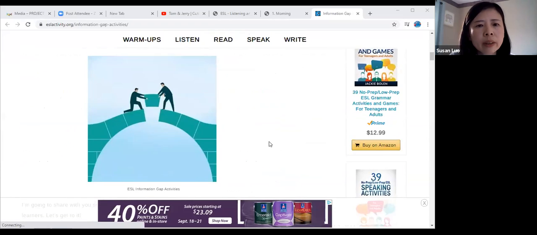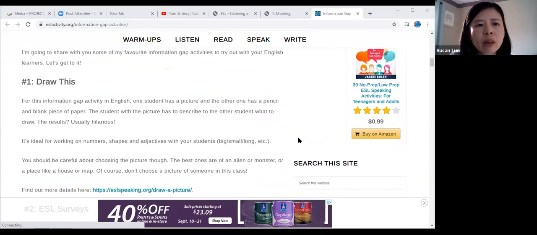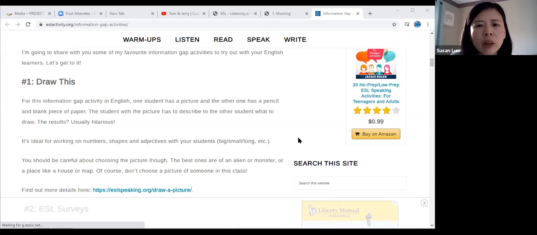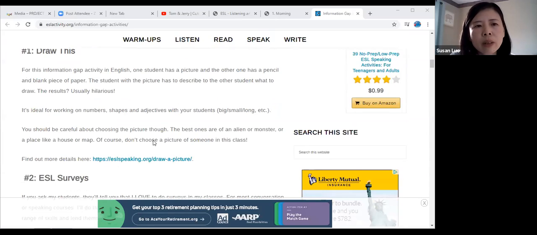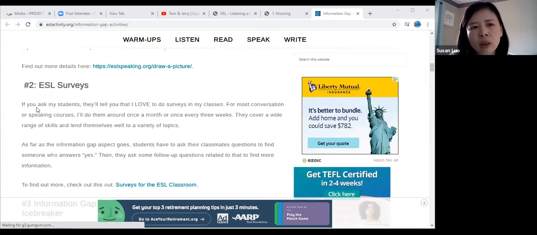It's clearly explained. Number one, draw this. Ask two students to work in pairs, and one student has a picture and the other student draws it. They describe the picture and give each other directions to fill in numbers, fill in shapes. So you see the directions for each activity are not very difficult. It's very easy to follow.